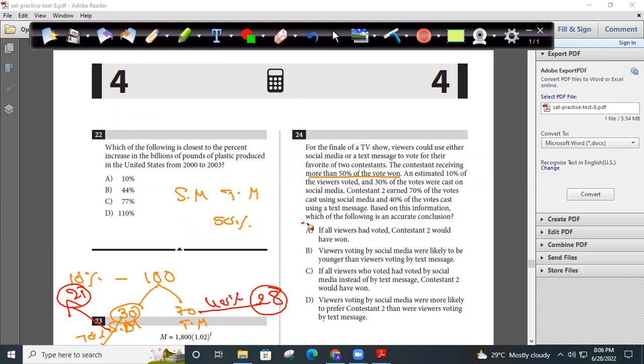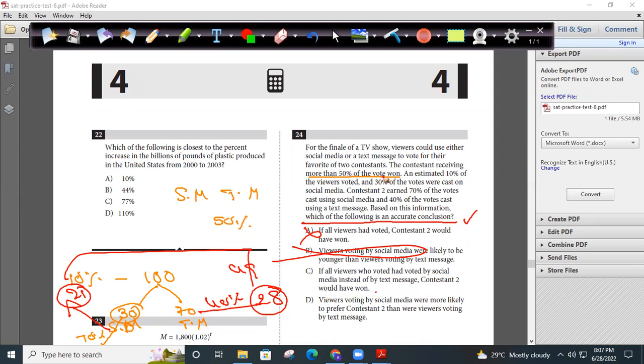Based on this information, which of the following should be an accurate conclusion? If all viewers had voted, contestant 2 would have won. However, even here it is only 49, so meaningless. Viewers voting by social media were likely to be younger: if anyone is answering B for Bangalore, I should beat them. B is completely meaningless.